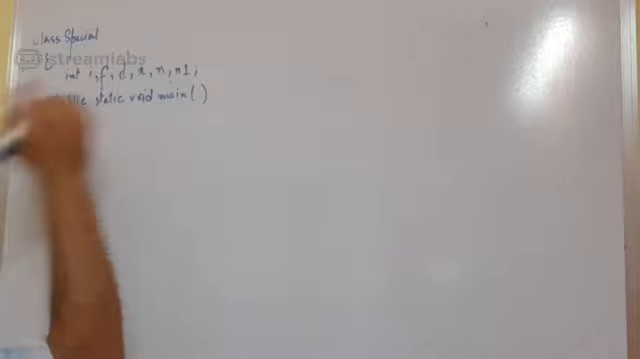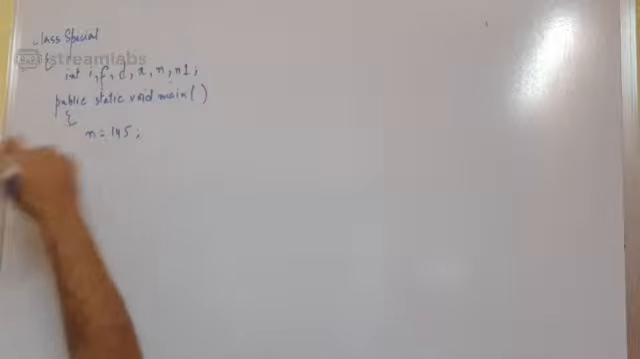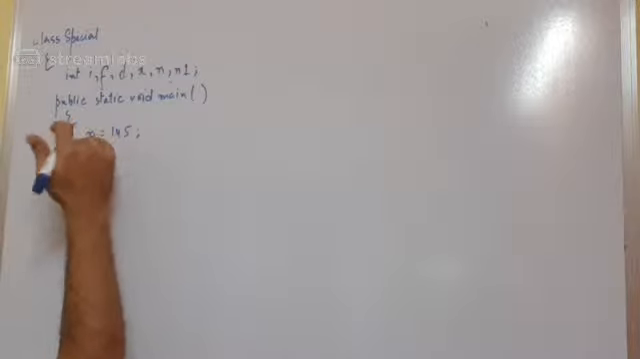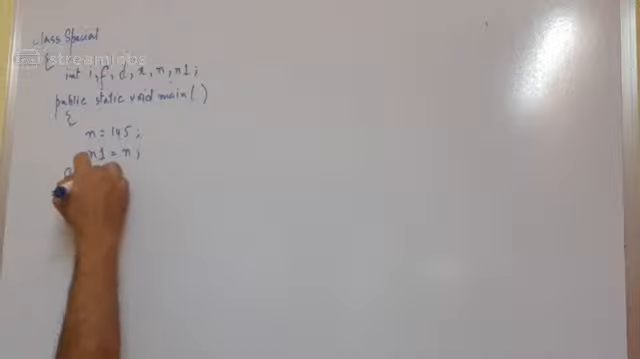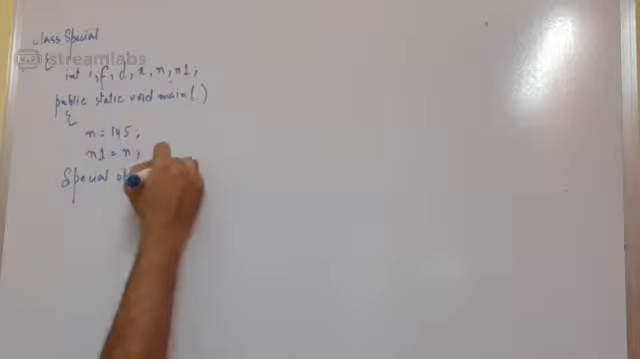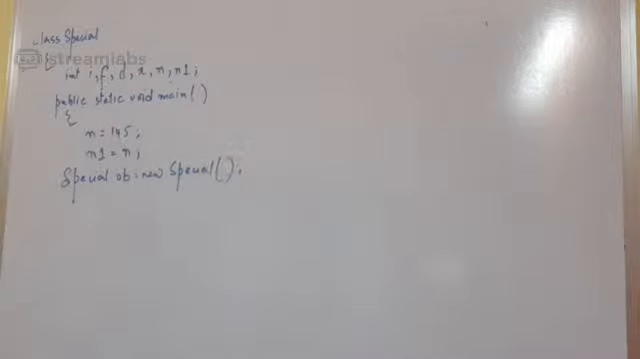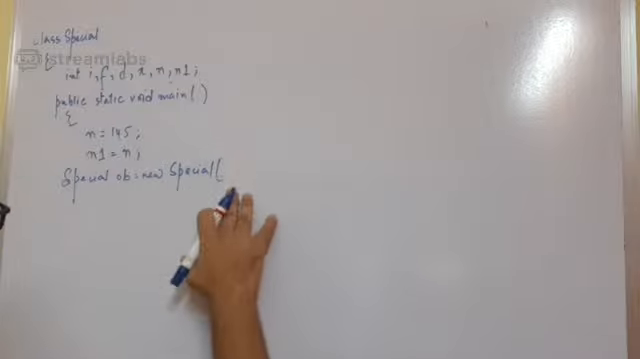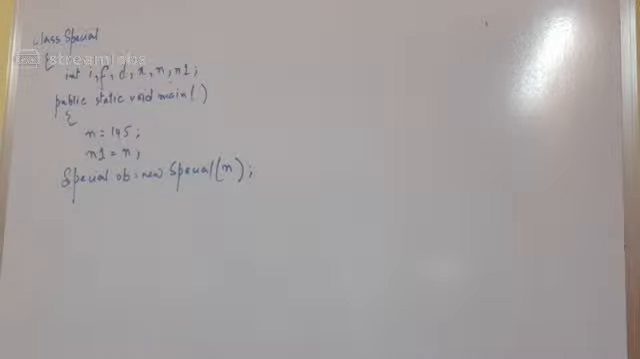I won't be taking any input from the user. Let us take the number n equal to 145 only. When you take this particular number, you simultaneously store it somewhere also, n1 equal to n. Now first we'll create an object, Special ob equal to new Special. After this we'll be invoking certain methods, or if you want to introduce a constructor, you can pass this variable n to this constructor.